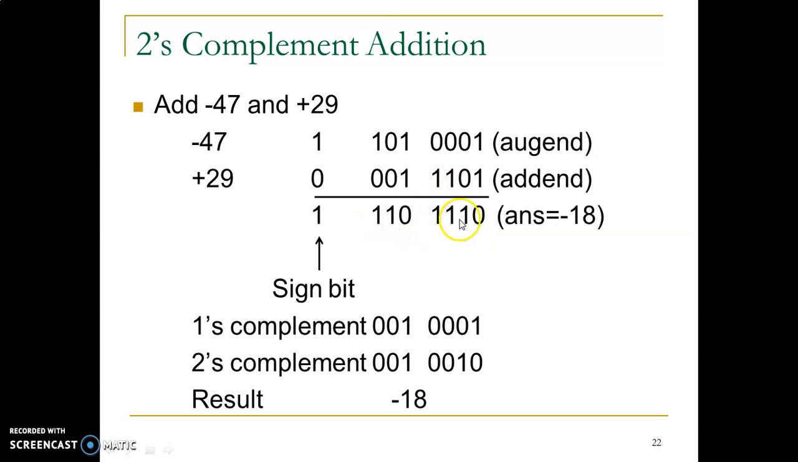Since this is a negative number, we have to find the 2's complement of this number. To find the 2's complement, first I find the 1's complement, then I add 1 to it. So this is the 2's complement. Since the sign bit is 1, we put a minus sign here. So the answer is minus 18.